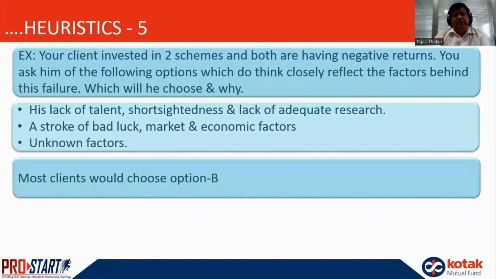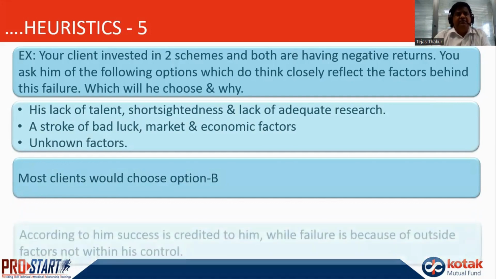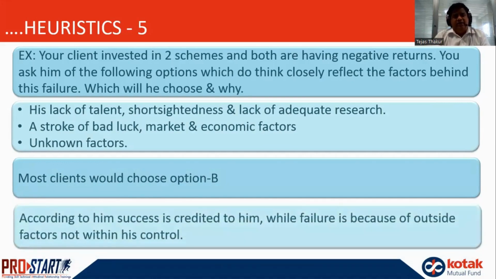Now this brings us to a very, very important statement. According to clients, success is always credited to them. Failure is because of all the outside factors which are not within their control. So why did success happen? Because of the client. Why did failure happen? Because of everything around the client, excluding the client.